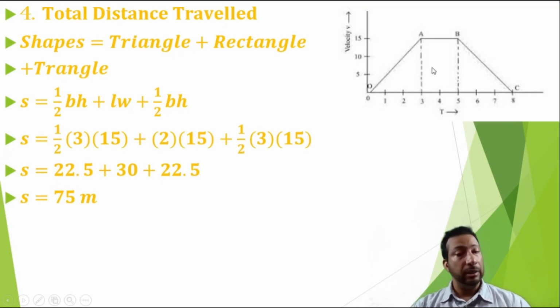And luckily for us, in this example, it's symmetrical. So the other triangle has the same dimensions, 3 by 15. So a half of 3 times 15 is 22.5. 2 times 15 is 30. So 22.5 plus 30 plus 22.5 gives us 75 meters. But wait, we could have done this a different way.